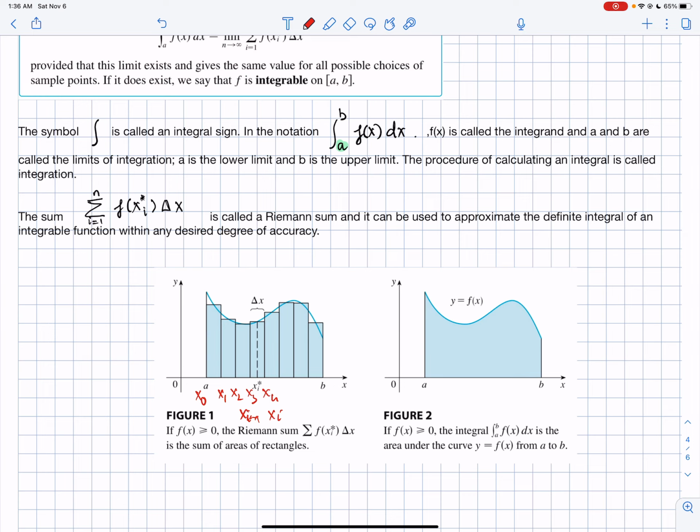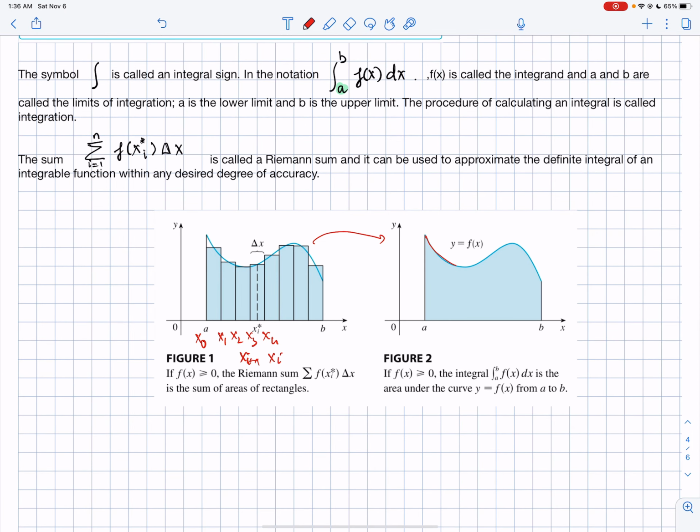Or it can be in the middle of x3 and x4, or it can be anywhere. And when you take the sum of all these rectangles and you take the limit, then the answer will be exactly the same as the area under the curve of the function f of x. And this is the integral of the function f of x from a to b. Also, you can notice that all of the points of this function are above the x-axis, so we say the function f of x is greater than or equal to 0.